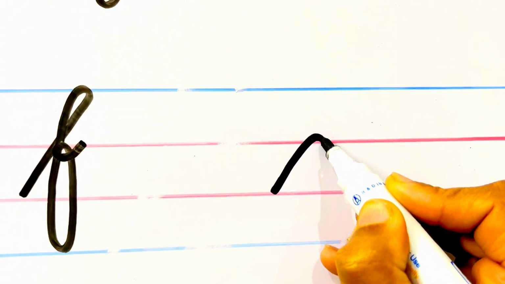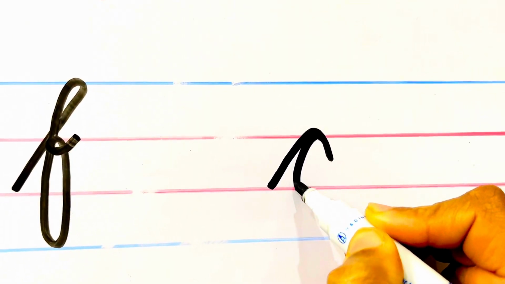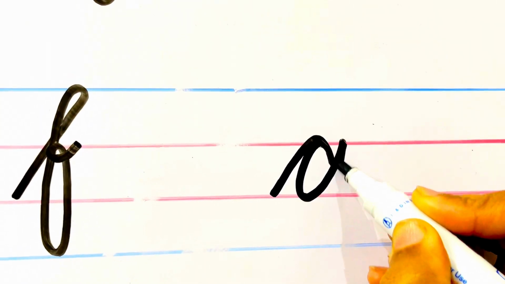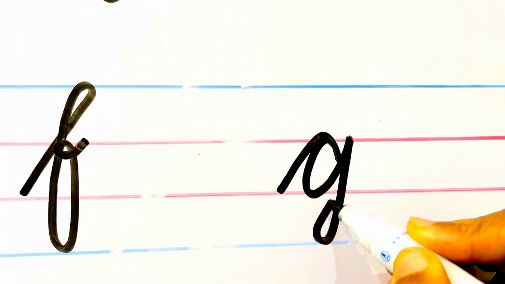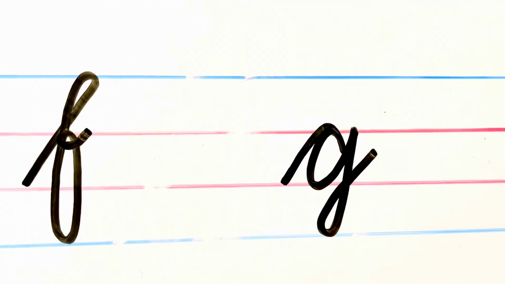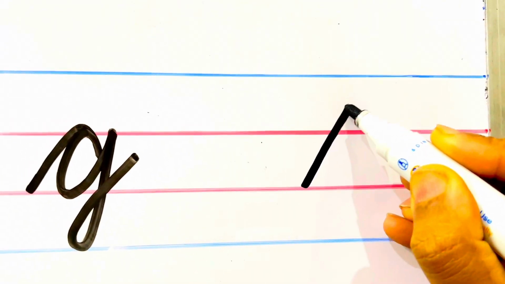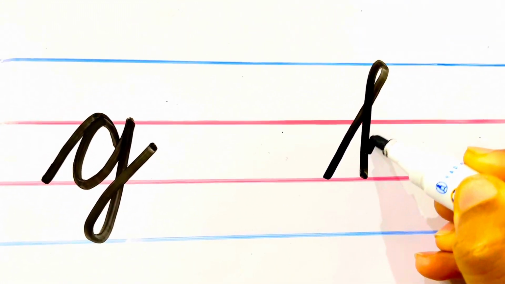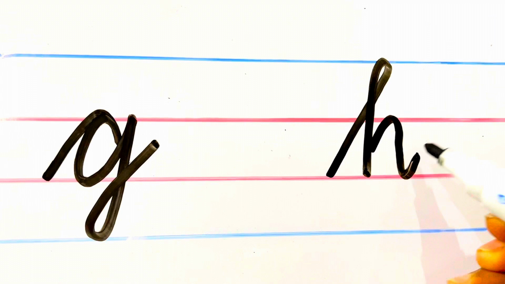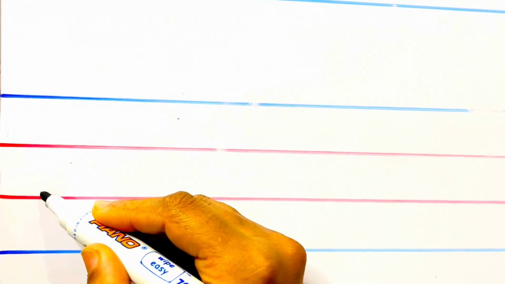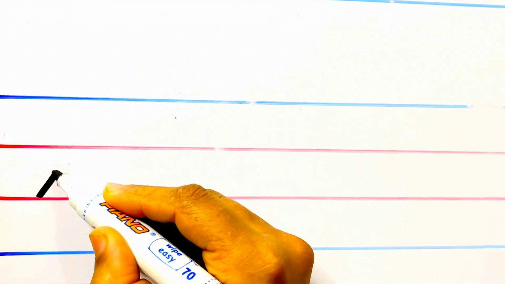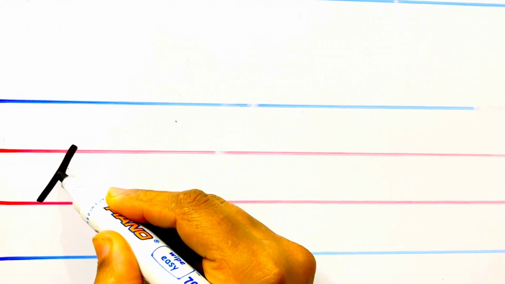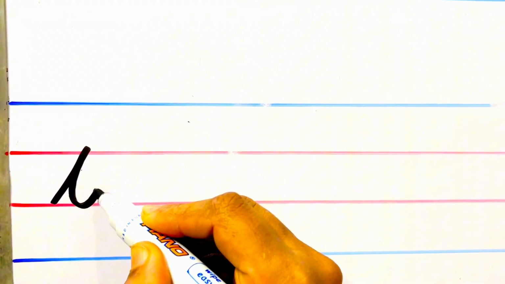To write G in cursive, we draw a slant line, then a right curve, move pencil downwards to touch root line, then draw a line upwards. To write H in cursive, draw a slant line with a loop, then make a down curve, then a tail. To write I in cursive, we draw a slant line, make a right curve, then a tail.